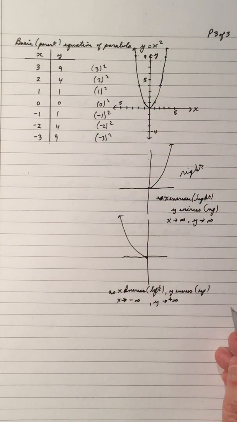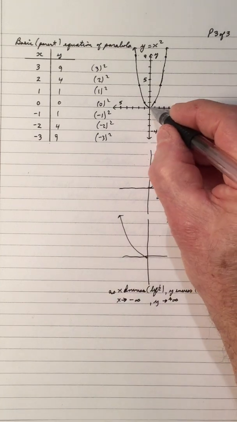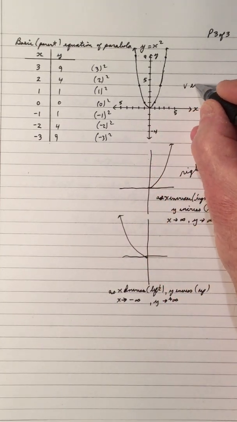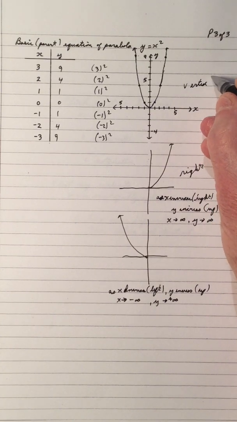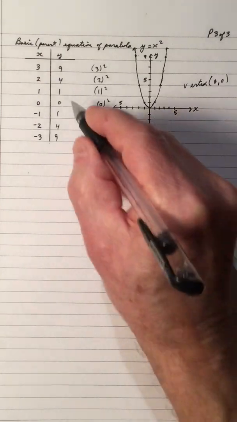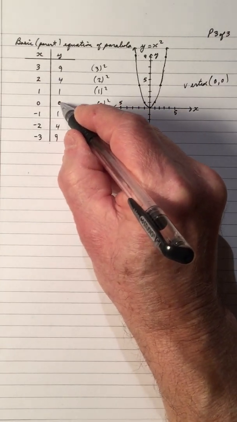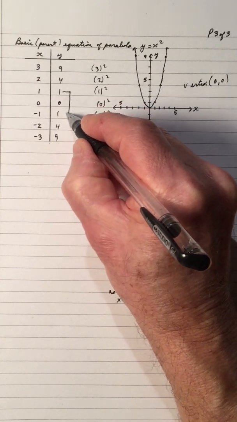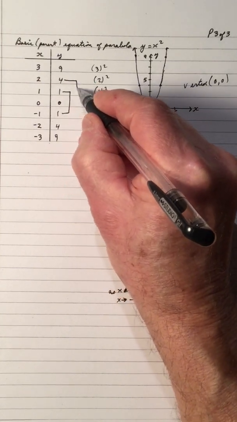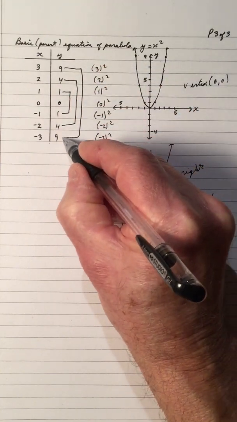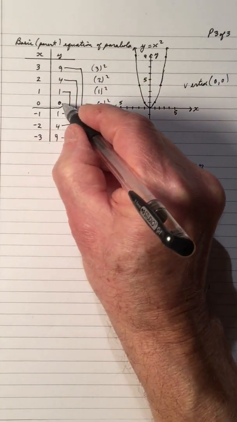I want to show you something interesting. Notice that in this case, we have a vertex. The vertex is the peak point. The vertex is 0, 0 right here. Notice we have a 1 on each side. Notice we have a 4 on each side. Notice we have a 9 on each side. So the vertex is in the middle.